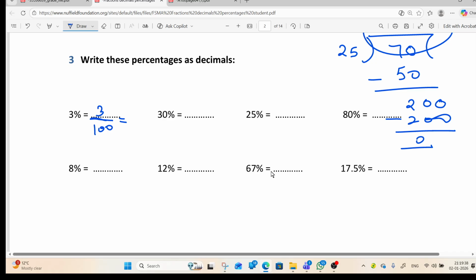As a what? Decimals. Decimal. 0.03. Very good. 0.03. There are two zeros, so after the decimal there are two digits. Try this, 67%. Convert it into a fraction quickly.